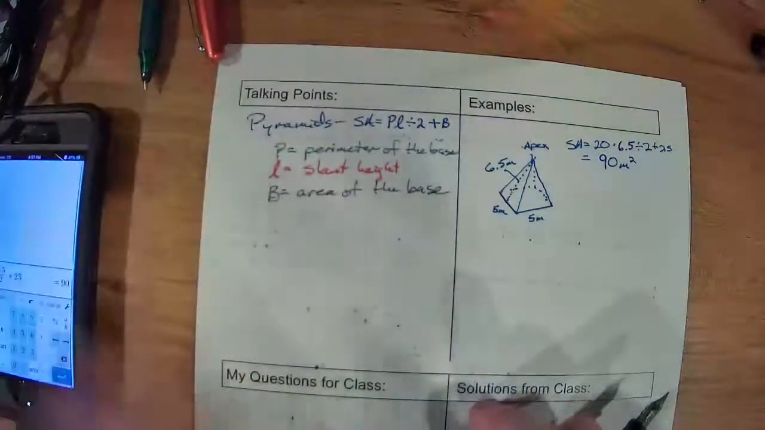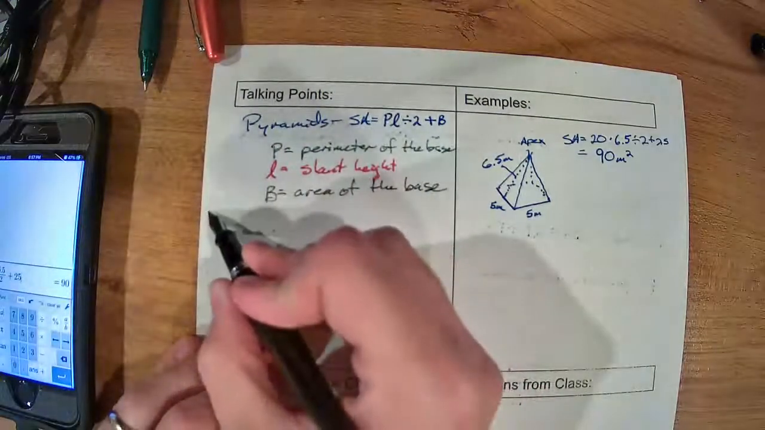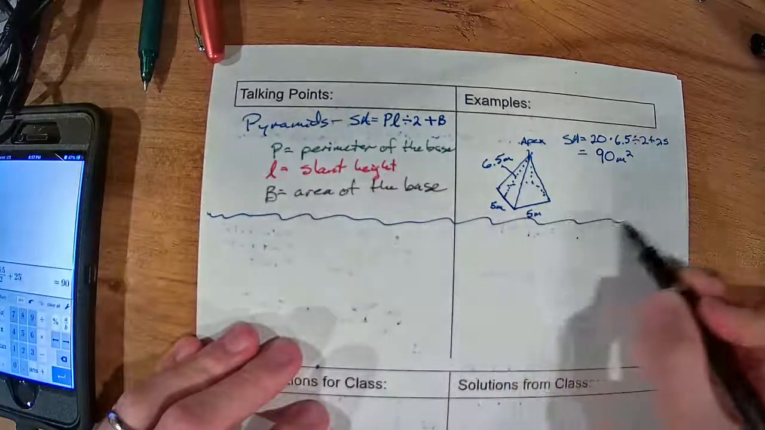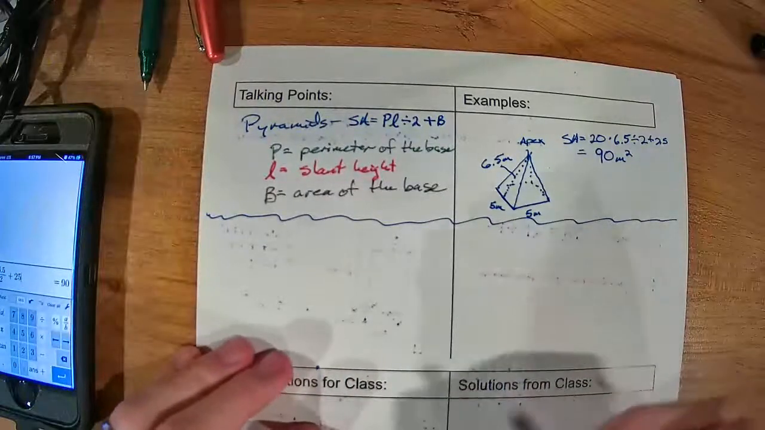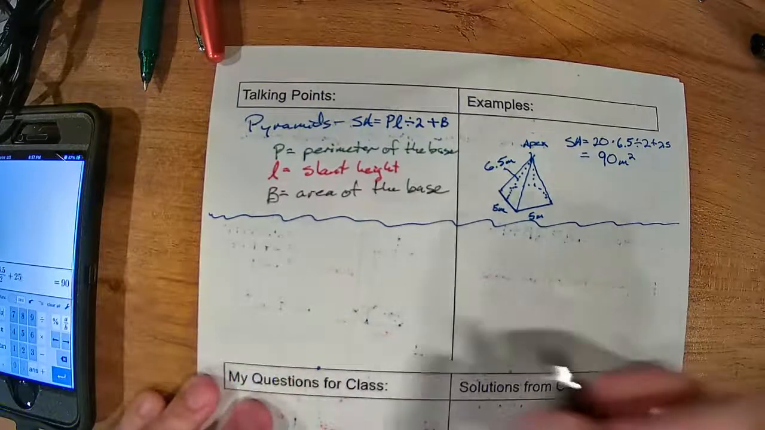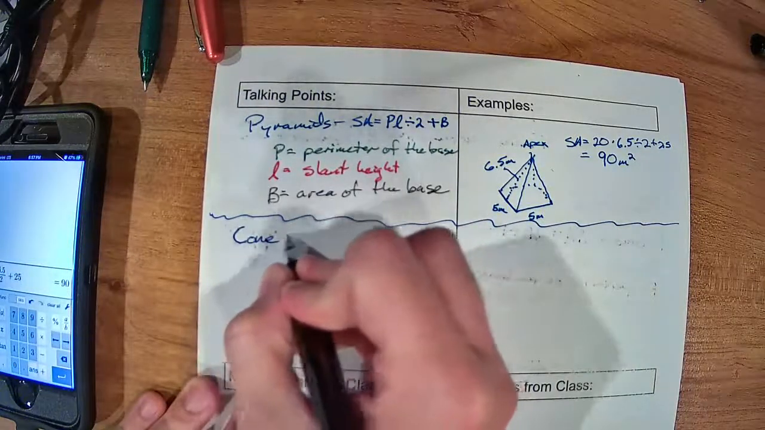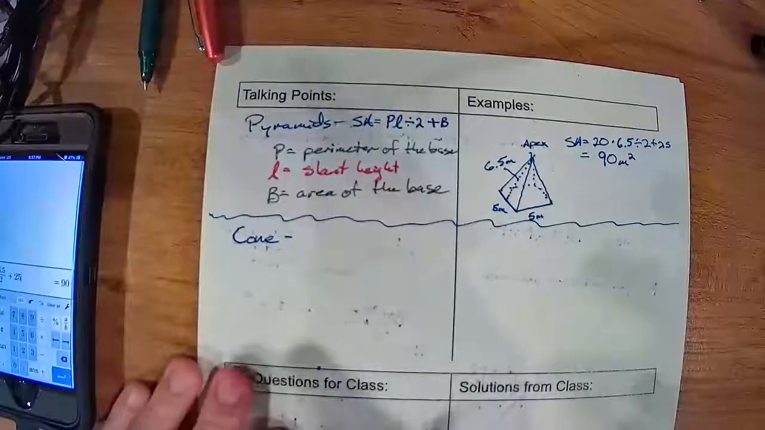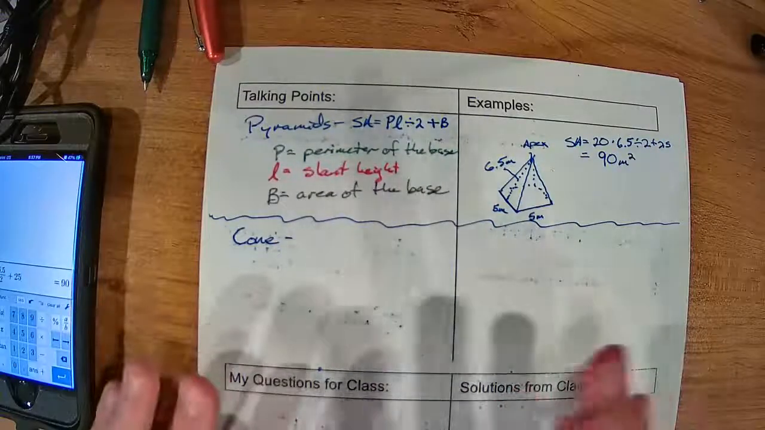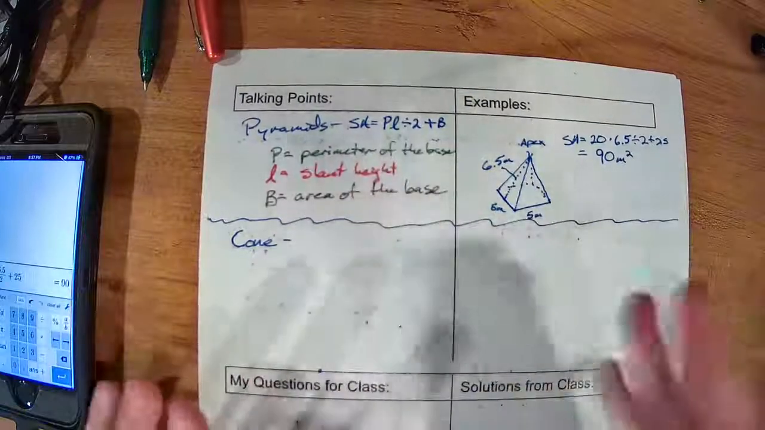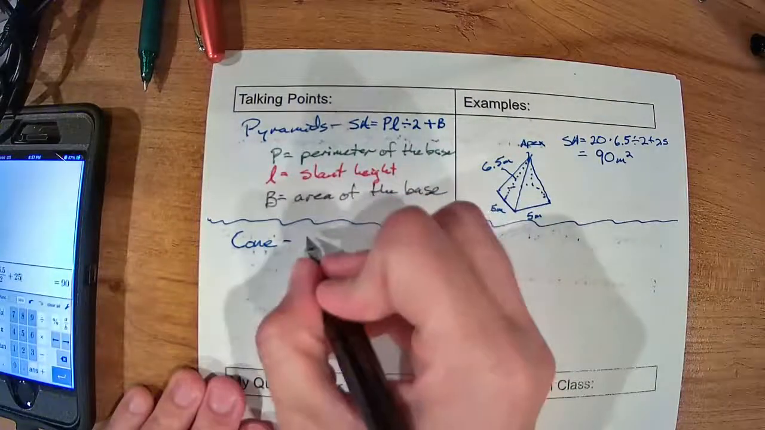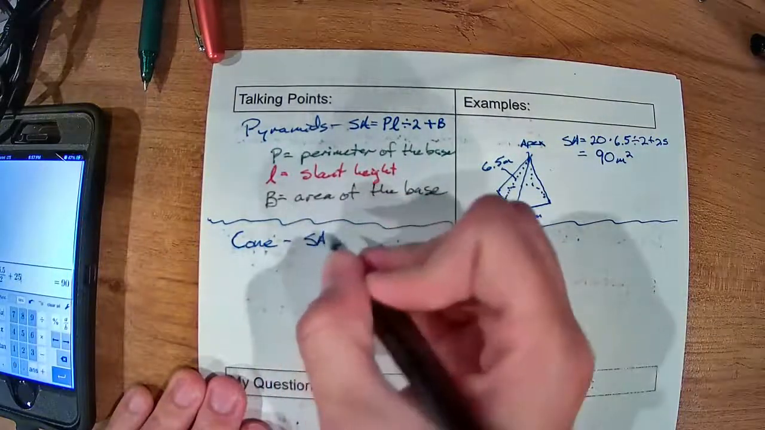All right. Let's move on to another similar figure, not exactly the same, but similar. And that is the cone. Now, its formula is going to look kind of like the prism, not exactly, but close, and kind of like the pyramid. Again, not exactly, but close. All these figures are somewhat related.